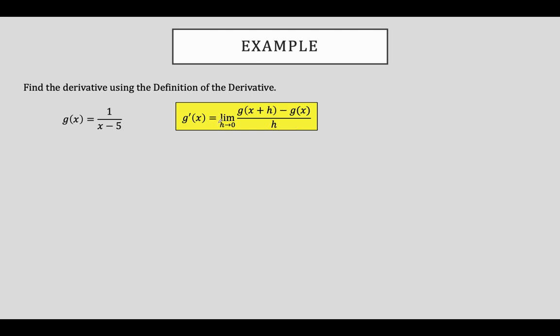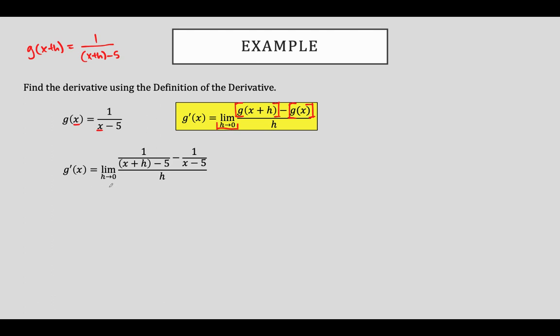So we start off by writing down g prime of x equals the limit as h approaches 0. Don't forget your limit. Very important. And then we have to identify what g of x plus h is. That means I'm going to take my function g, and wherever I see an x, I am going to replace it with an x plus h. That would be 1 over x plus h minus 5. Notice I replace this x with an x plus h. Minus g of x. Well, that's just the original function, minus 1 over x minus 5, all divided by h.